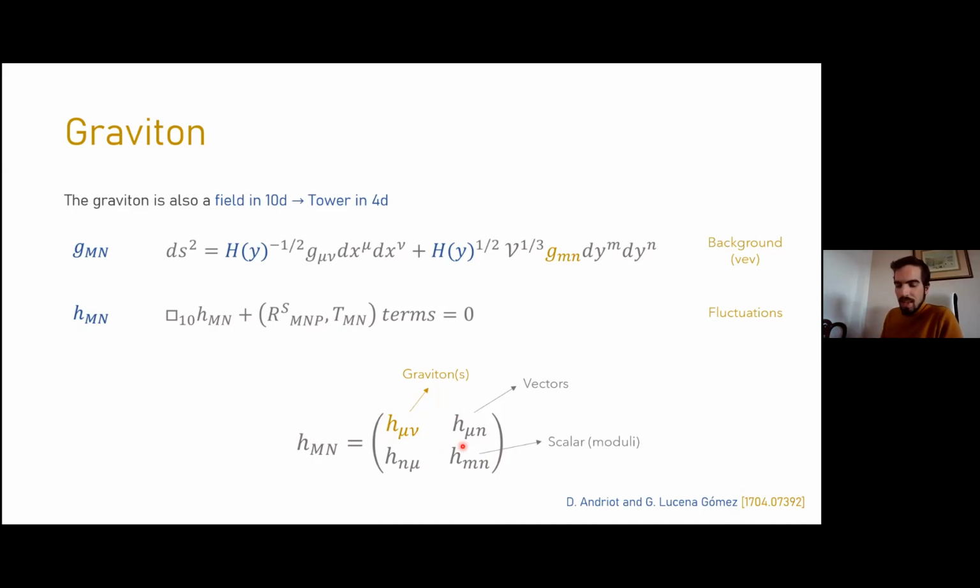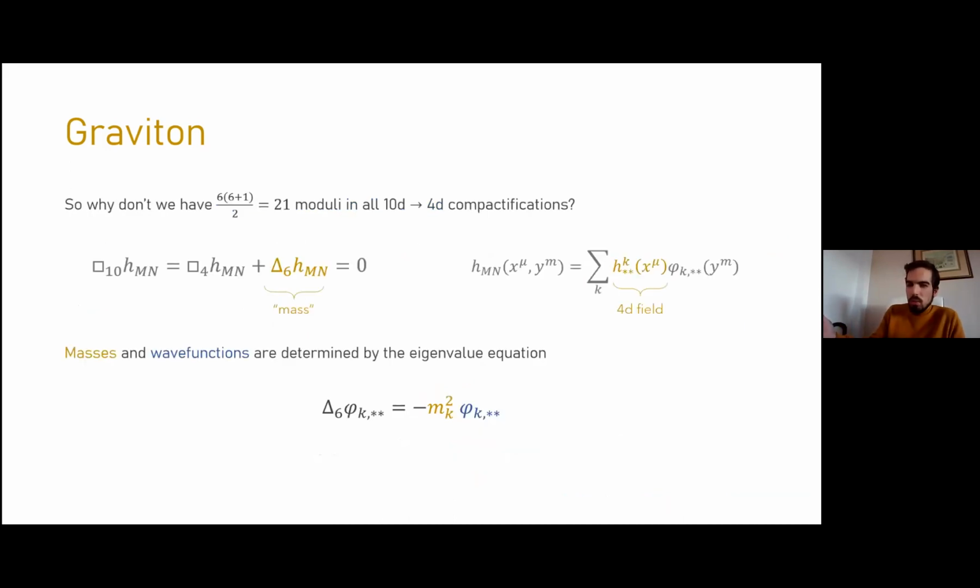And we could naively look at this and think that just from counting the degrees of freedom, you would get 21 scalar degrees of freedom. And that's just because you could think of this as a 6x6 matrix, it is symmetric, and so you'd get 21 scalars. So why don't you actually have 21 moduli in all compactifications that go from 10D down to 4D?